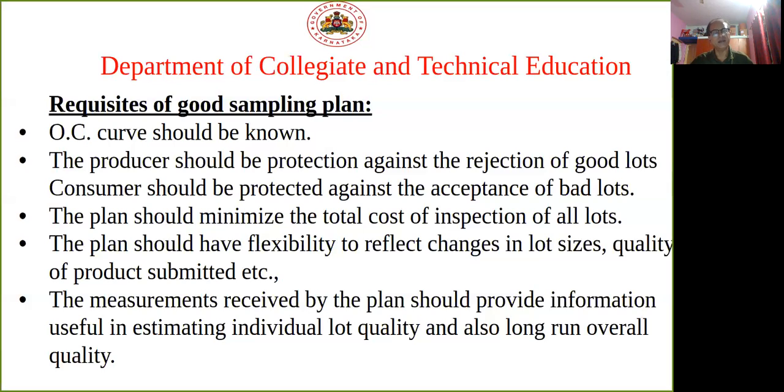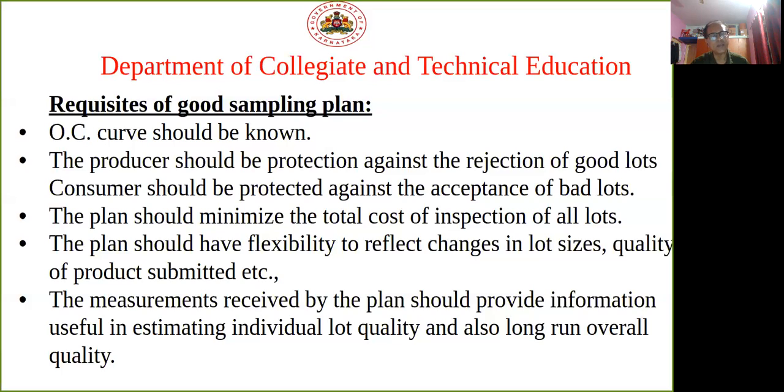And the third characteristic, or requirement, is that the plan should minimize cost. Whatever plan you design, it should minimize the cost of inspection for all the lots. You design the single sampling plan, or any sampling plan, but it should minimize the total cost of the inspection. So that is the third requirement of a good sampling plan.